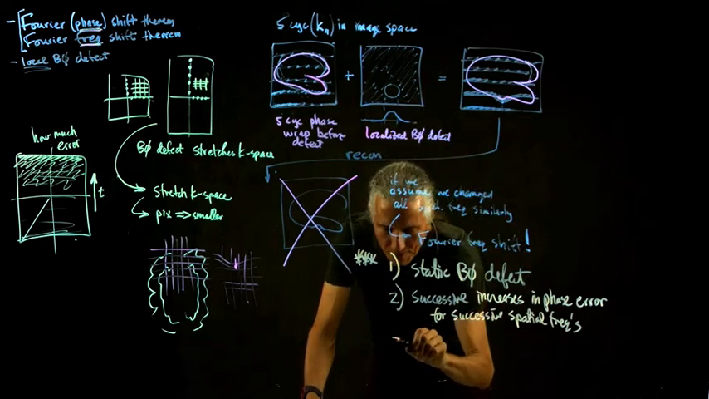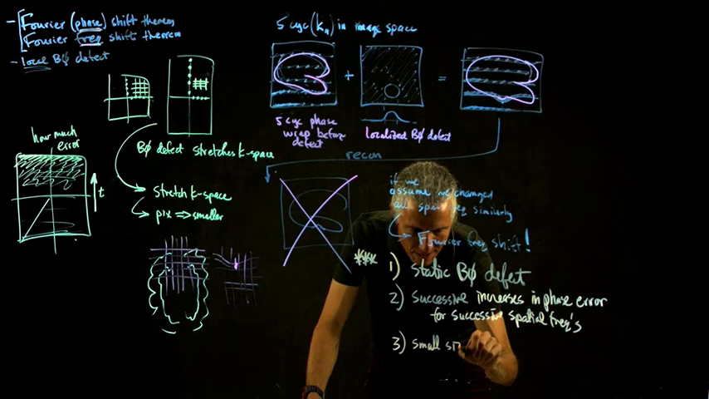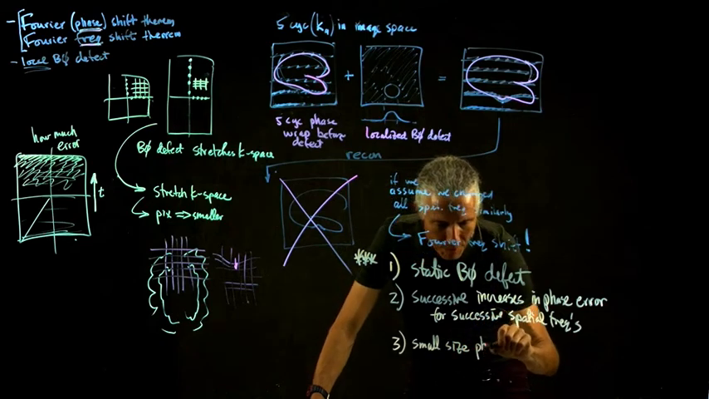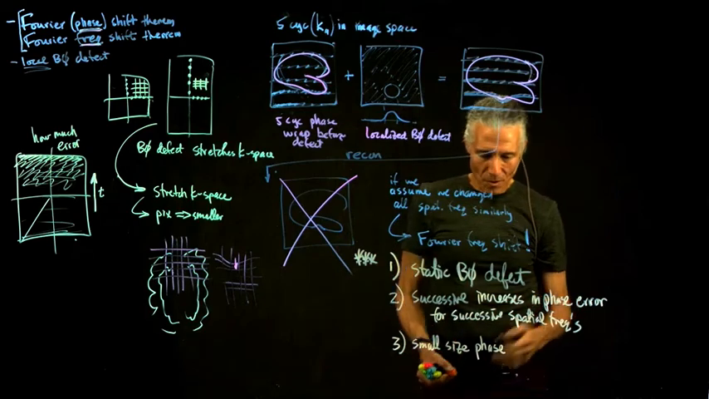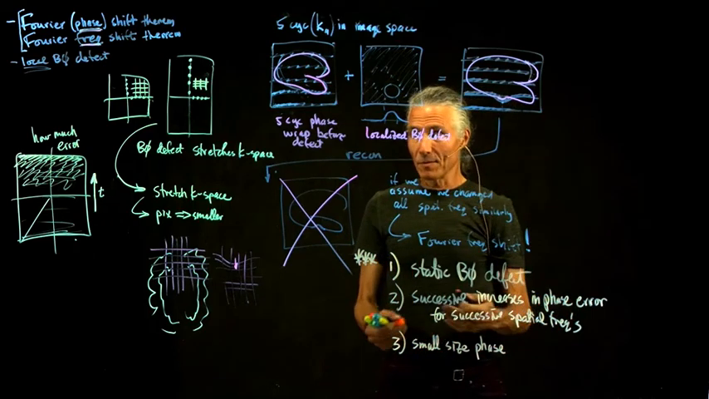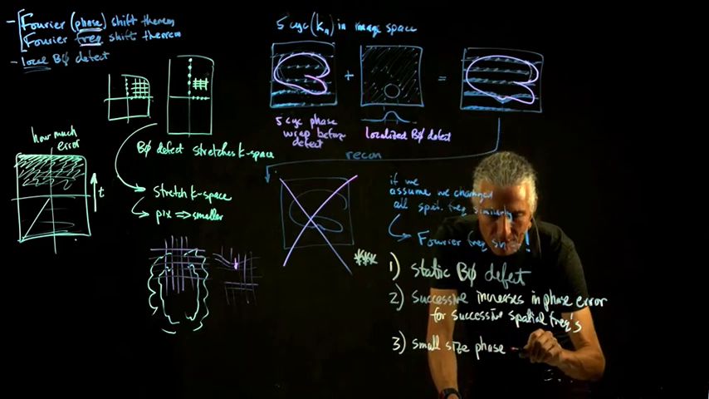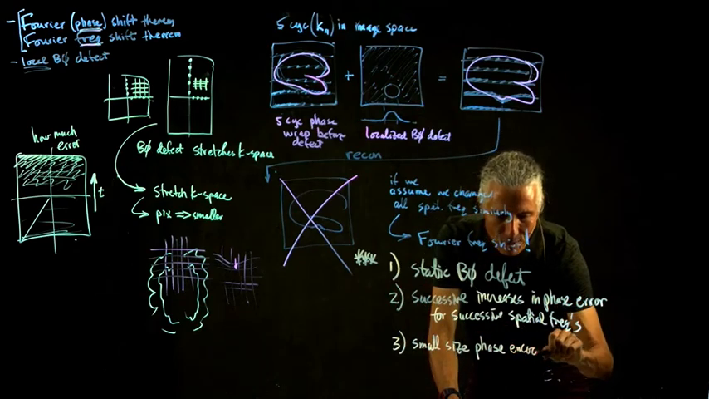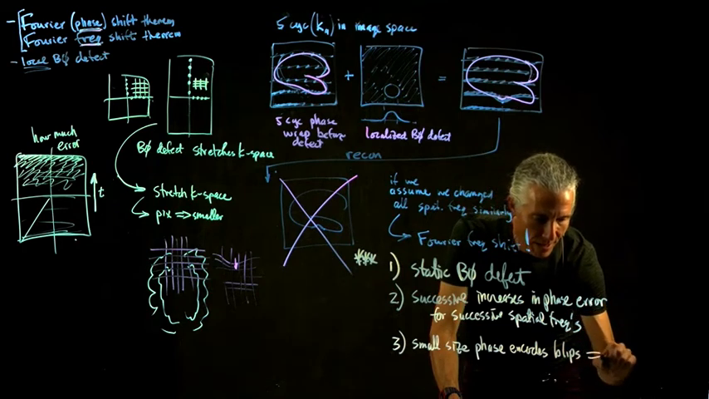And then third, small size phase encode blips, because the same thing applies to the frequency encode, but the gradients are so big relative to the B0 defects that it's less of a problem. Small size phase encode blips. So this is why it only occurs in phase encode only.